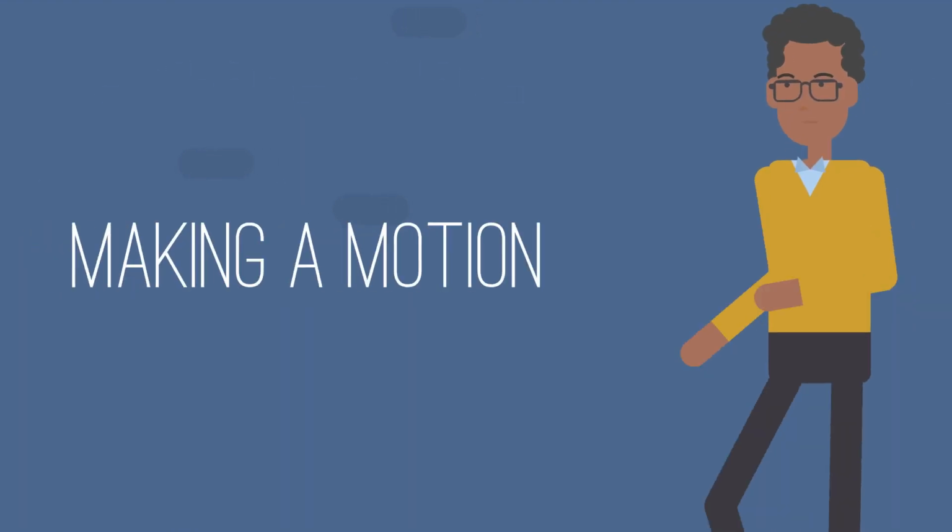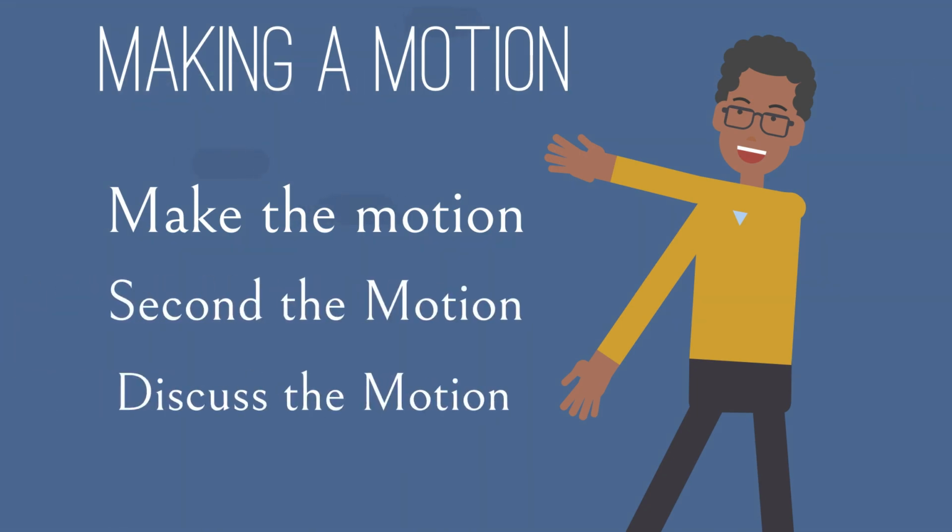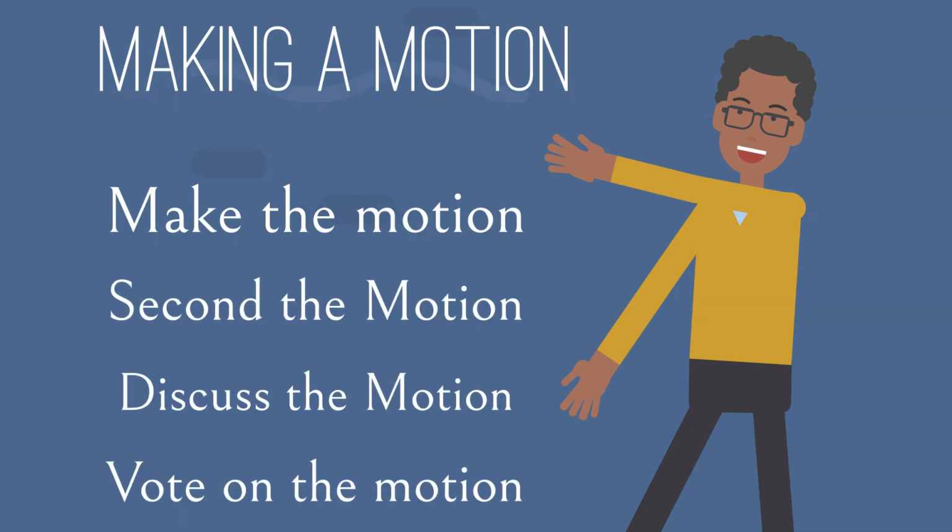And there you have it, making a motion in 4 steps. Make the motion, second the motion, discuss the motion, and vote on the motion.